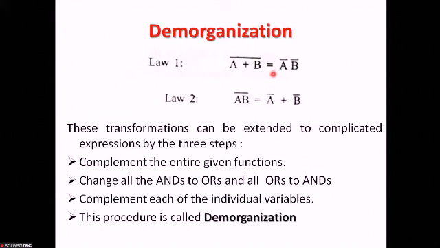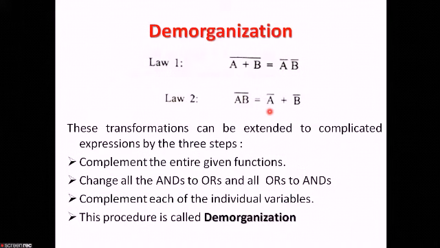Now the second law. The second law states that the complement of the product of variables is equal to the sum of their individual complements. That is, the complement of two or more variables ANDed together is equal to the sum of the complements of each of the individual variables. And the proof, already we have done it schematically by using the logic circuits and the truth tables.